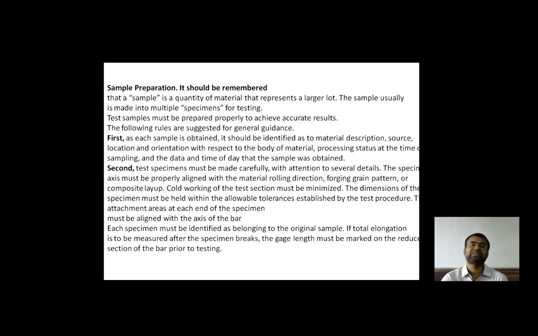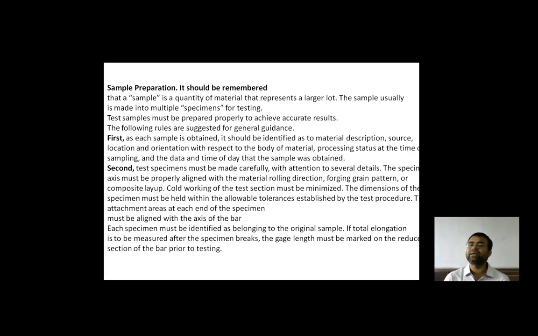So the test sample must be prepared properly to achieve accurate result. That is to be the point to be followed. And the following rules are suggested for the journal guidelines. The first rule is, as each sample is obtained, it should be identified as to materials description, source, location, and orientation with respect to the body of the material, processing status at the time of sampling, and the date at the time of the day that the sample was obtained. So these things are to be taken care.